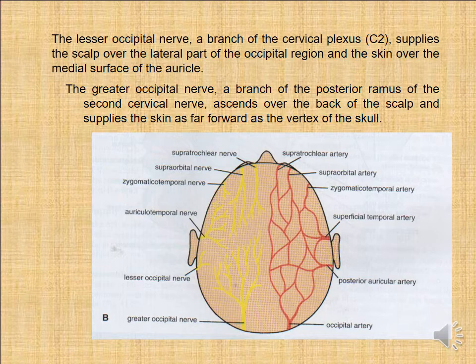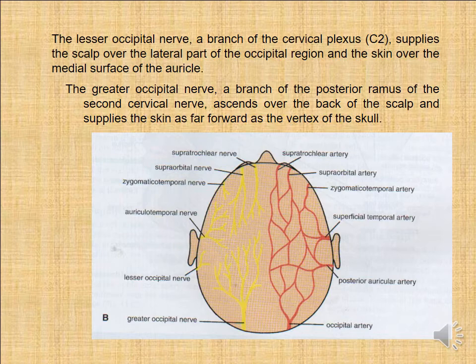We have other nerves aside from the trigeminal nerve. They are from the cervical plexus. These are the lesser occipital nerve and the greater occipital nerve. The lesser occipital nerve, a branch of the cervical plexus, C2, supplies the scalp over the lateral part of the occipital region and the skin over the medial surface of the auricle. It is posterior to the auricle. That is a branch of the cervical 2 nervous plexus.